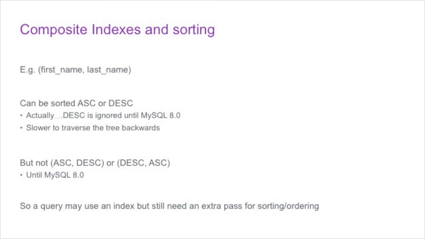And when you have that, you can't actually have the first name be ascending and last name be descending until MySQL 8, which is a long way off. It's kind of beta-ish now. So a query might use an index, but still need an extra pass for sorting or ordering, because if you're filtering based on ascending and then sorting based on descending, right? It might need to do an extra pass for that.